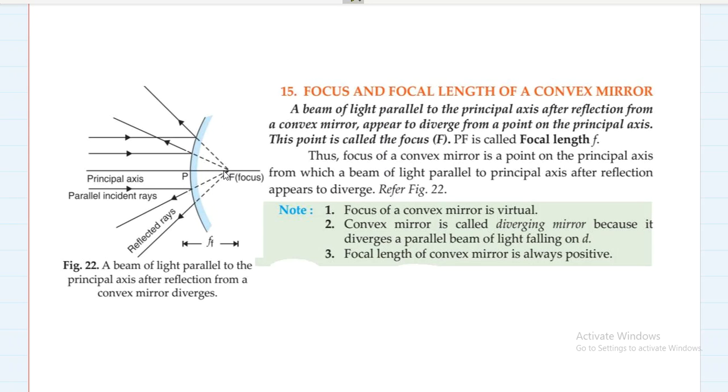ठीक है, सो इसका डेफिनेशन तुम पूरा जो सीरीज ऑफ इवेंट्स है जिस तरीके से हो रहा है, पहले रेज ऑफ लाइट इंसिडेंट हो रही है पैरेलल टू द प्रिंसिपल एक्सिस, फिर वो कॉन्वेक्स मिरर को स्ट्राइक कर रही है, फिर रिफ्लेक्ट कर रही है, ये सारे चीज़ों को ध्यान में रखते हुए यू कैन मेक अ प्रॉपर डेफिनेशन ऑफ फोकस ऑफ अ कॉन्वेक्स मिरर.